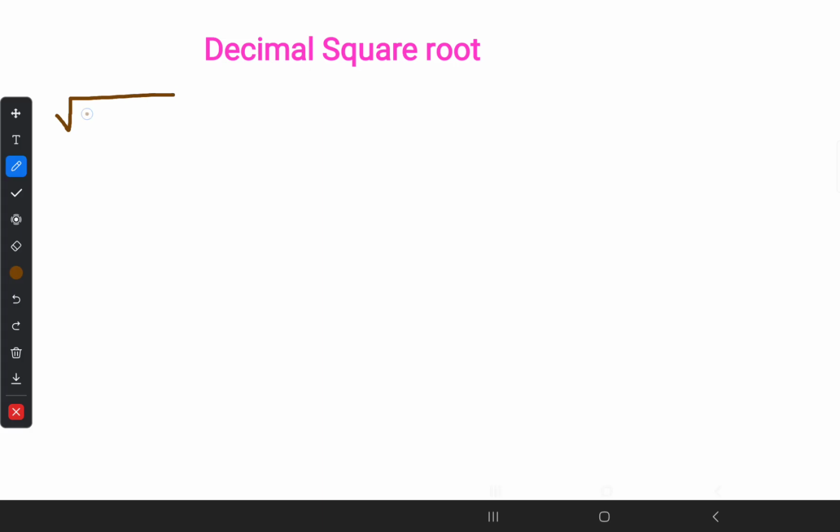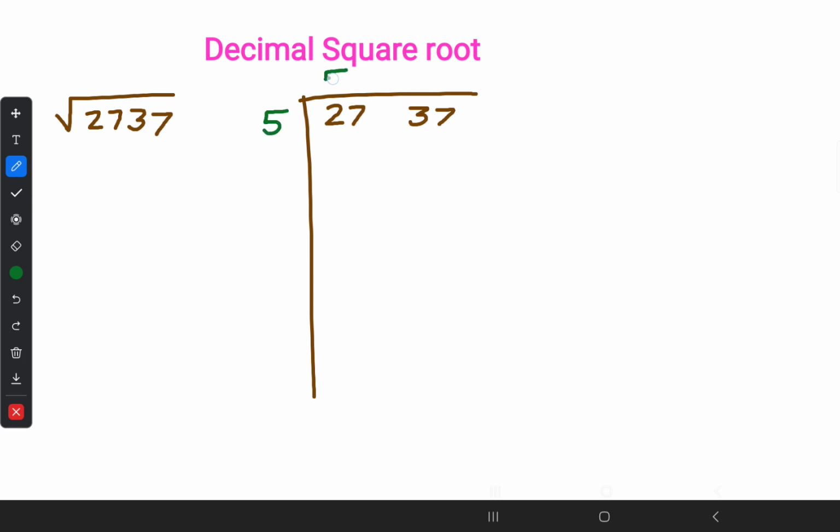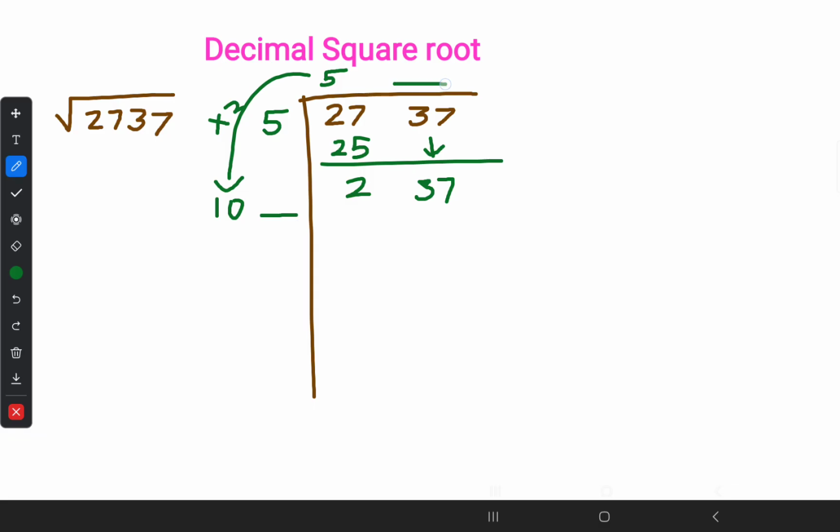Let's find the square root of 2737, just a random number. From its right, let's make them pairs: 27, 37. First of all, what is the nearby square number with respect to 27? It's 25. 5 5s are 25. Remainder 2. Now let's bring this 37 down. Then you should multiply this by 2 and make 10. Here a blank, here another blank. Let's fill the blanks with possible numbers.